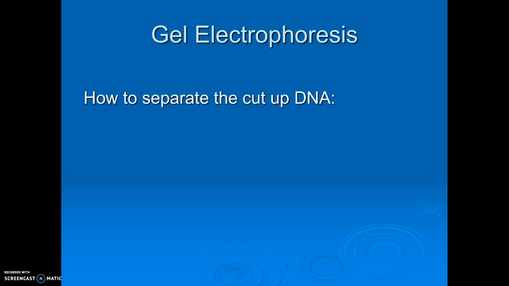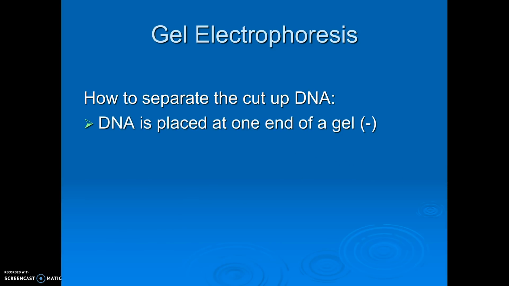So quick summary of electrophoresis. We cut up the DNA, we need to use restriction enzymes. Restriction enzymes are going to cut everybody's DNA a little bit different. So we'll get a unique band pattern for different people. You put the DNA at the negative end. You should already have known that.